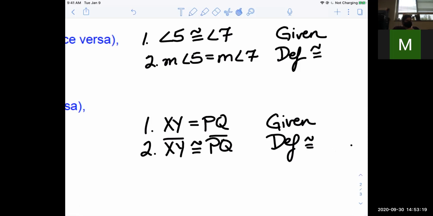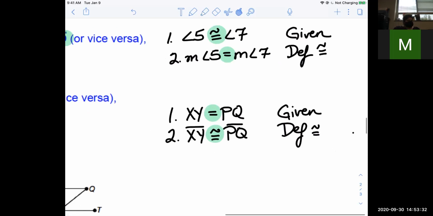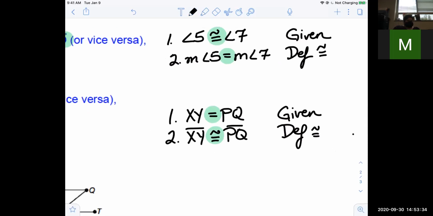And again, all that you're doing is you're switching between congruence and equality, and the notation changes a little bit. But if you switch between equal and congruent, that is definition of congruence for segments or angles. You can say definition of congruent angles, or you can say definition of congruent segments, or you can just leave it as definition of congruence.